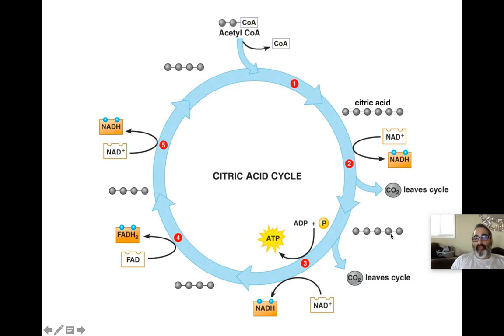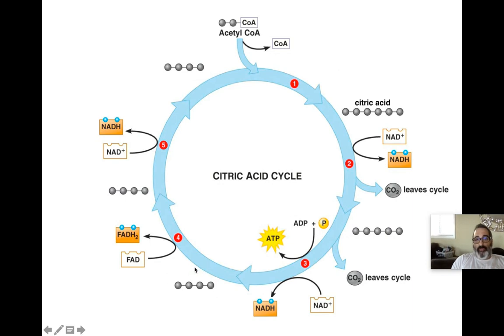Now we have a 5-carbon molecule that gets oxidized some more. How do we know? Because NAD plus is getting reduced, forming NADH. When this happens, another carbon is broken off and released as carbon dioxide, leaving the cycle. In this third reaction, some ATP is formed. ADP is getting phosphorylated, so a phosphate is being added to it, making ATP. They actually make 2 ATPs during the citric acid cycle.